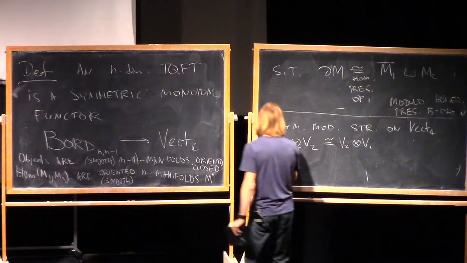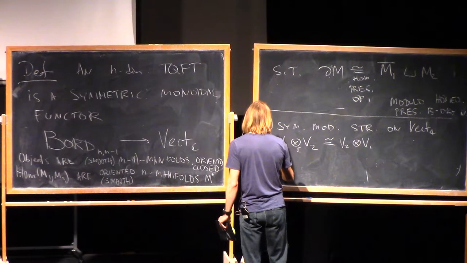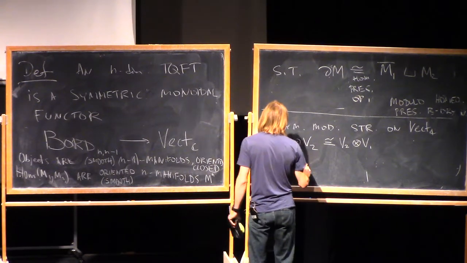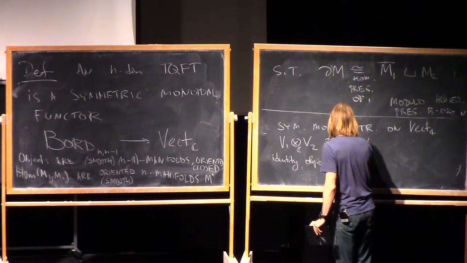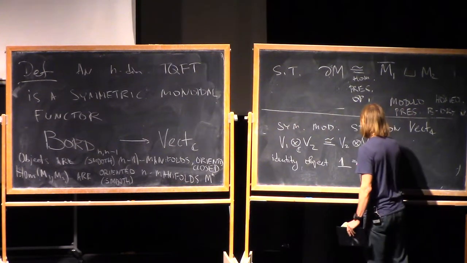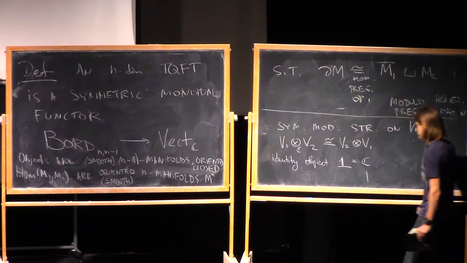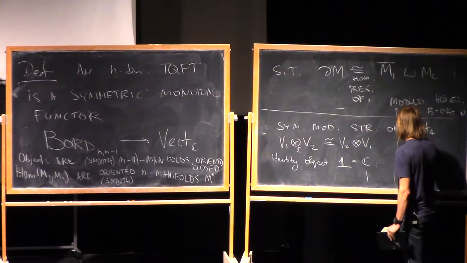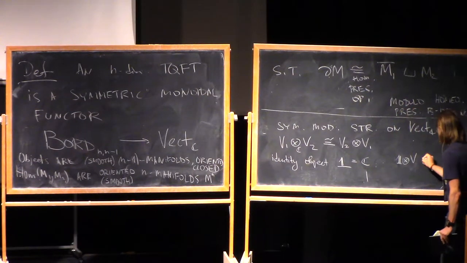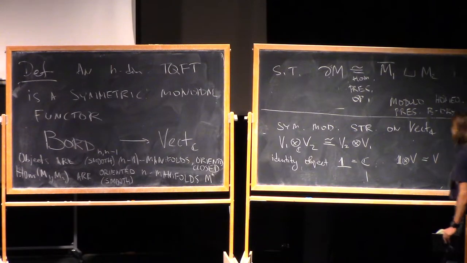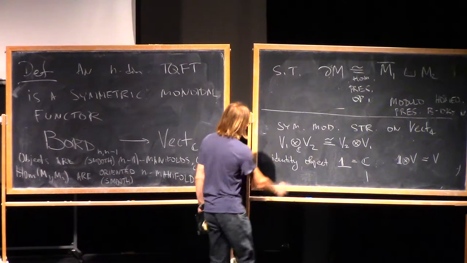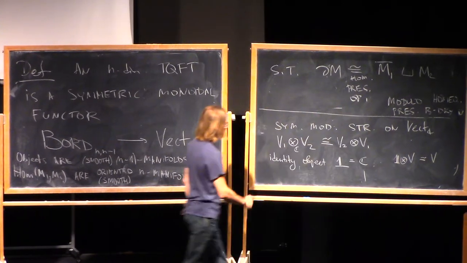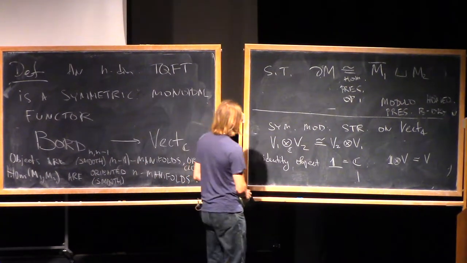And there is also an identity object, which in general we denote by 1. In this case, this object is just my field C, and the tensor product with it is equipped with a canonical isomorphism to V itself, and swapped around. So there is data which consists of these isomorphisms.